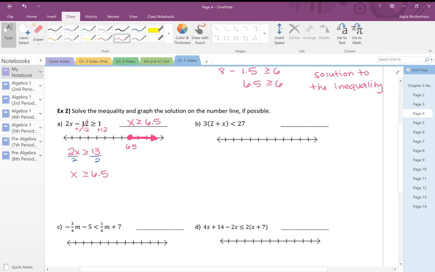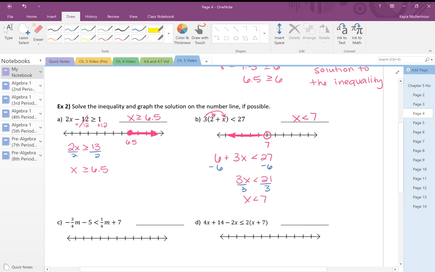B, if you notice, we have a set of parentheses. So this one's going to require us to distribute first. So we end up getting 6 plus 3x is less than 27. So now solving for x, if we subtract 6 from both sides, we get 3x is less than 21. Dividing by 3 on both sides, we get x is less than 7. So that is our final answer for our inequality. And then to show that on a number line, we're going to have an open circle at 7, and it's pointing to the left.